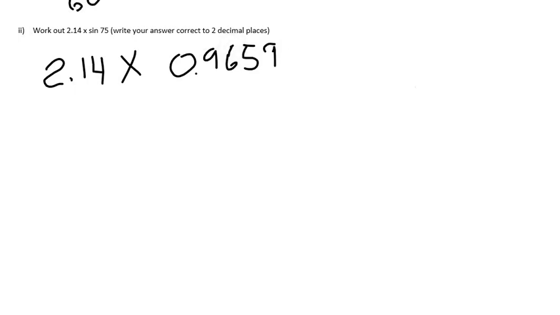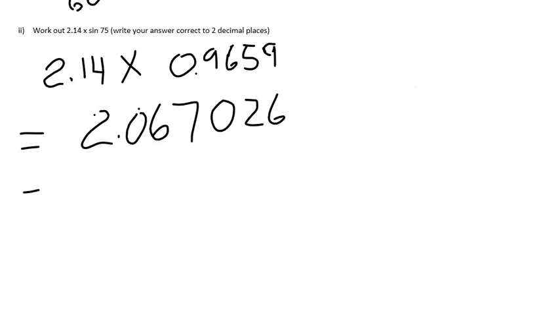Ensure you have a scientific calculator in order to work that out. For the sine of 75, you put the 75 and then sine, or sine and then 75. Ensure your calculator is in degree mode. When we multiply 0.9659 by 2.14, we get 2.0670, etc.